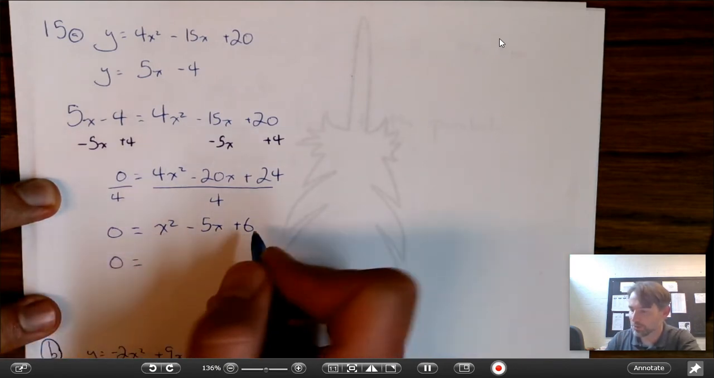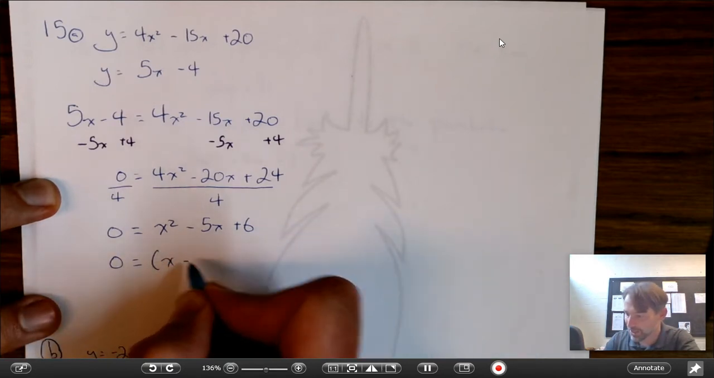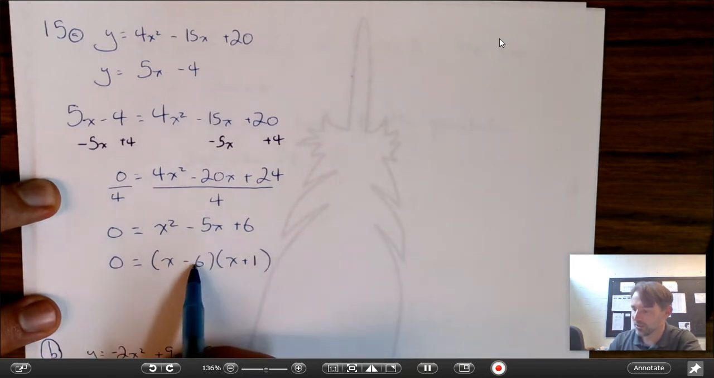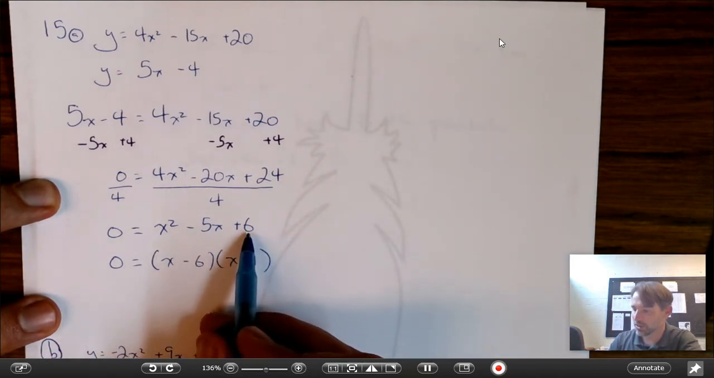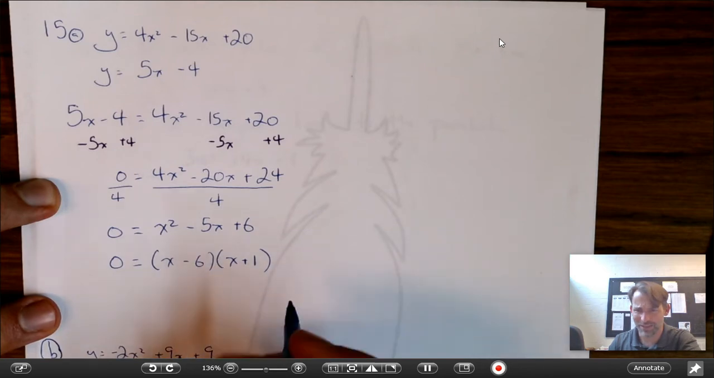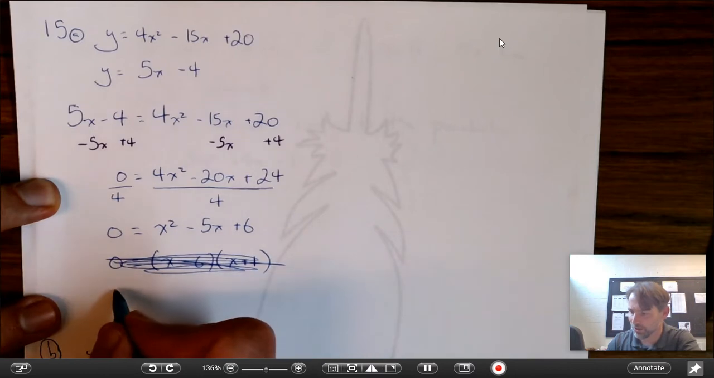If 0 is equal to, I can factor that. Oh, that's so great. X minus 6 times x plus 1. Look at that. Negative 6 times plus 6 gives me, oh, wait, that's wrong. That's super wrong. Oh, my goodness, Mr. Jennings, you made a mistake. You're going to have to scratch that out.